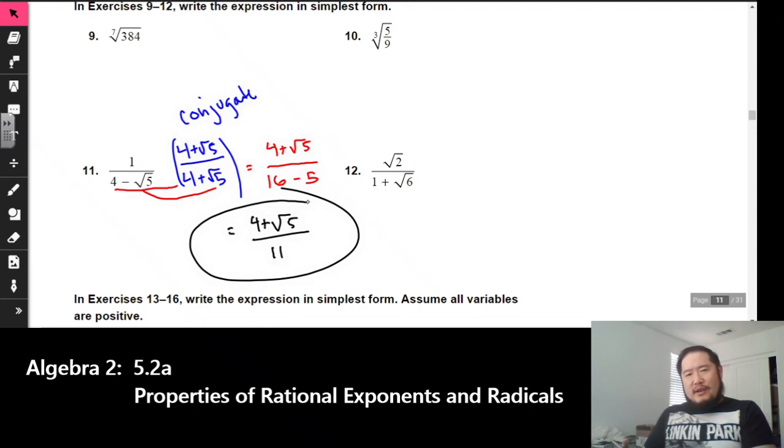All right, there you go, 5.2a. We'll take a look at 5.2b next.